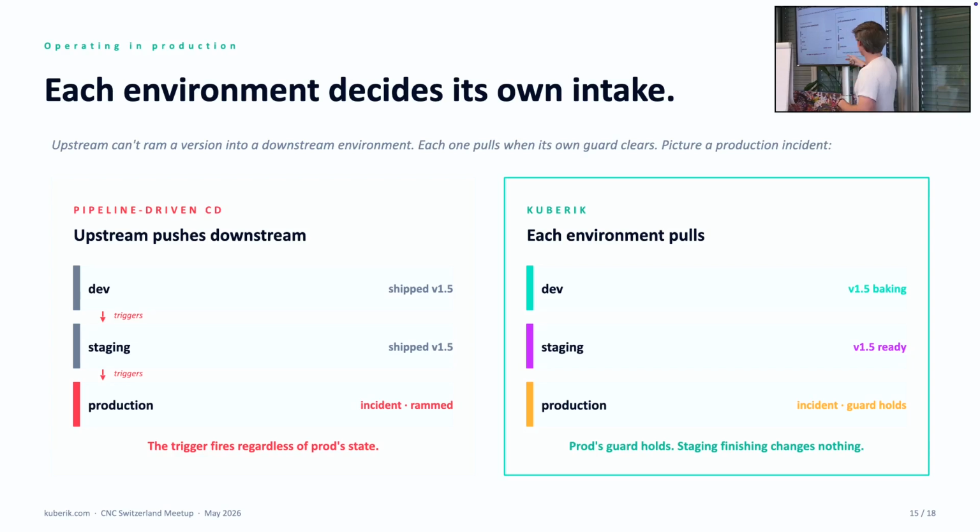But for production, if, for example, an incident happens and your health checks are not fine, you don't want to promote to a new version. Even if that version is fine, you don't want to introduce additional mess into your environment.